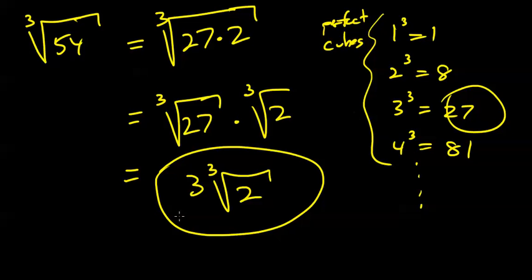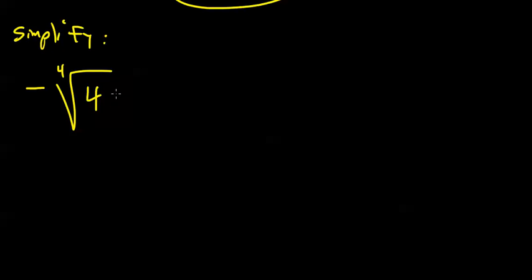Be careful to denote your index in your final answer. Not every root is a square root, and when it's not a square root, you've got to specify your index. Okay? Let's try a fourth root in this same idea. I'll say, well, how about if I ask you something like this? Simplify minus the fourth root of 48.